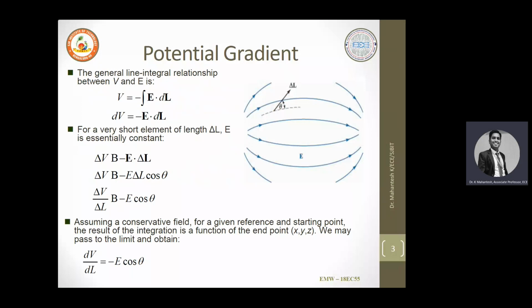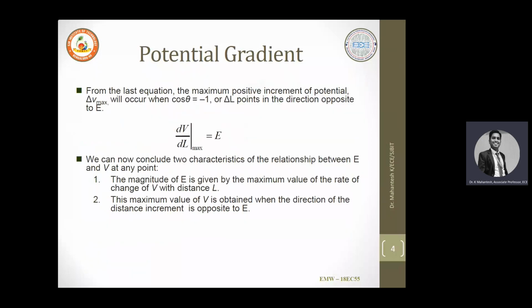Assuming a conservative field, the result of the integration is a function of the endpoint x, y, z. We may take the limit and obtain the following equation: dV by dl is equal to minus E cos theta. Therefore, the maximum positive increment of potential, delta V max, will occur at cos theta equal to minus 1. Therefore, dV by dl max is equal to E.